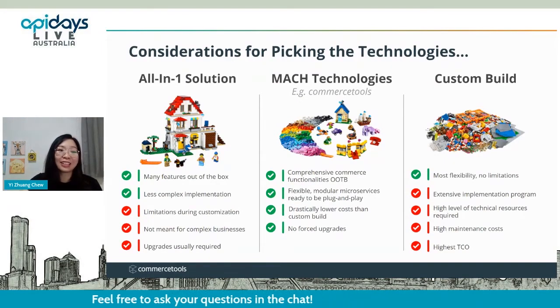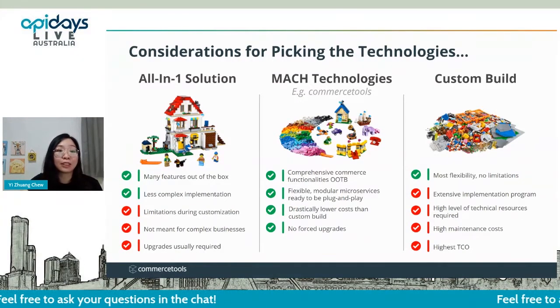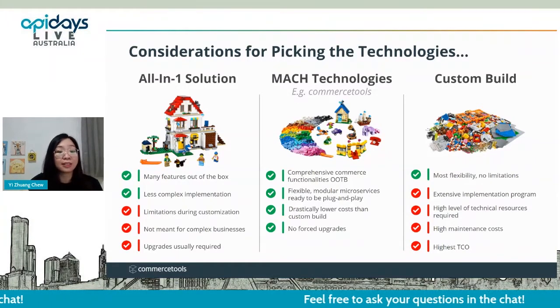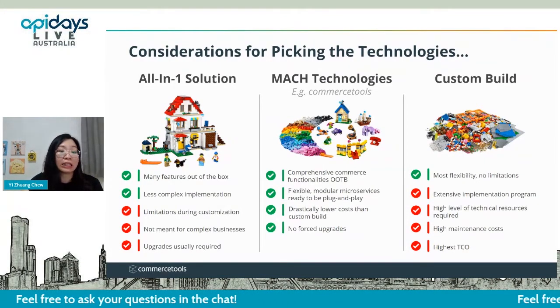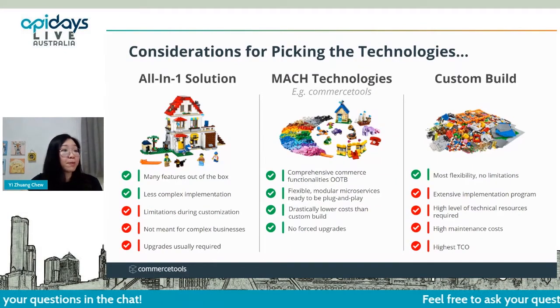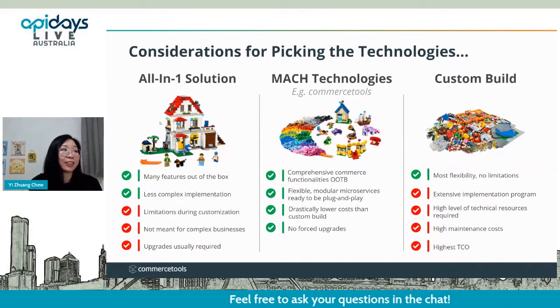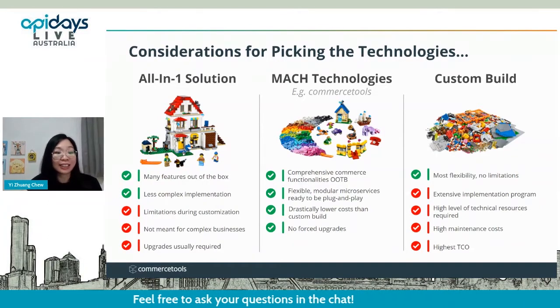It does make sense if I have the technical capability to piece them together, but it might be a very costly process to put that together. But it does give me flexibility because I can build without any limitations on my end. On the other side of the custom build, this is what we call the all-in-one monolithic solution.